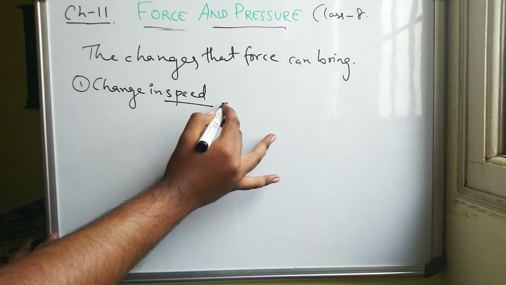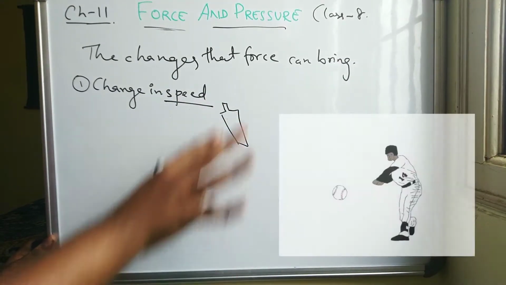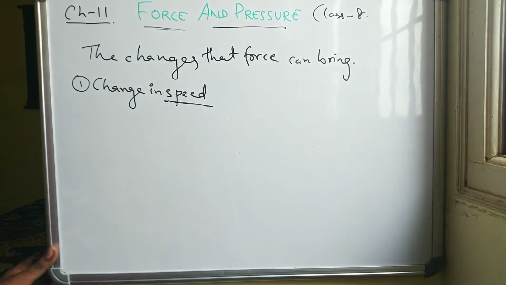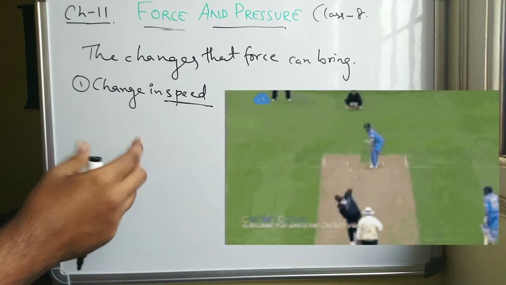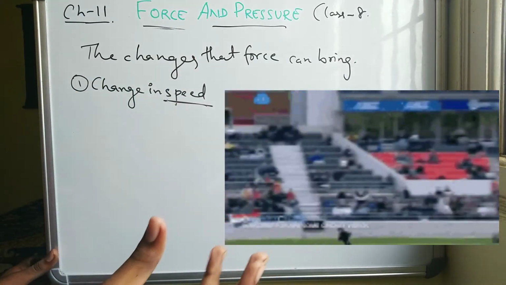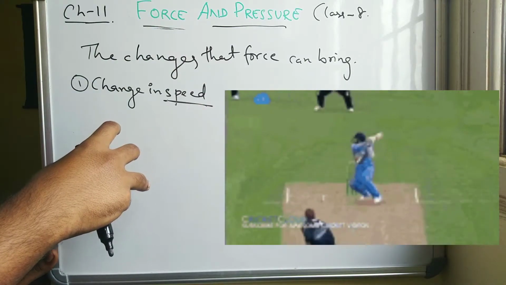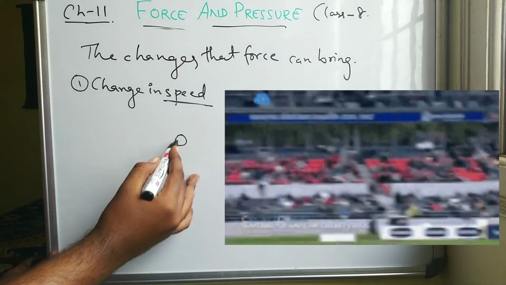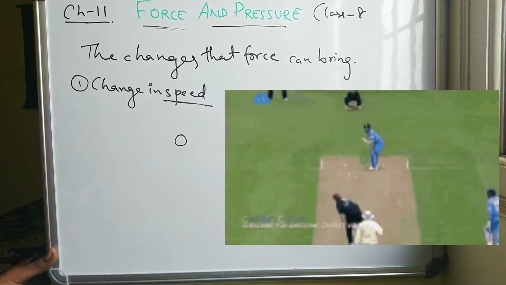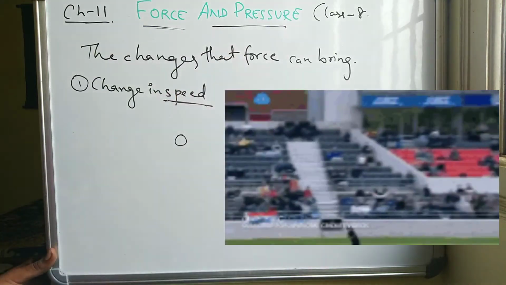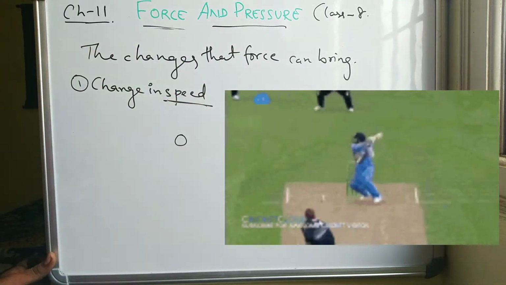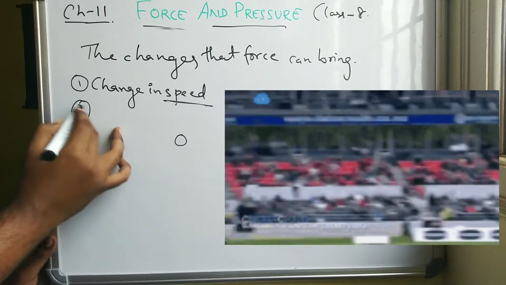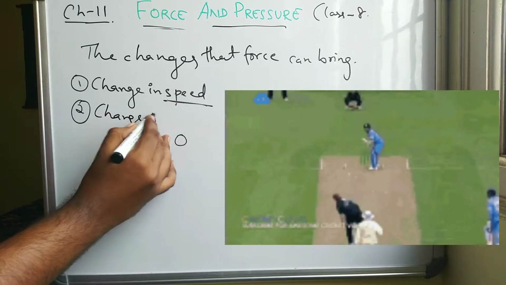See, a bat is there, so you can see the diagram on the screen. Change in speed means the batsman is hitting the ball. The bowler bowls, the ball comes, and the batsman tries to hit. What happens? The ball changes its speed, right? It hits and goes at another speed, and the direction also changes. That is one more thing: change in direction can also happen, right?